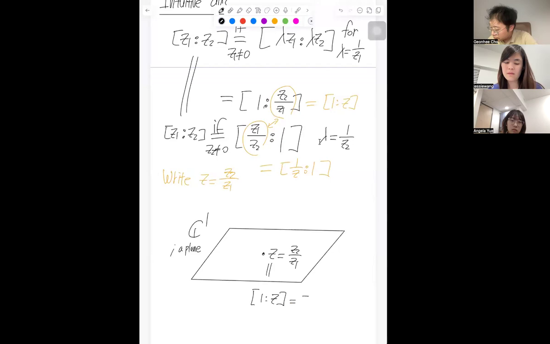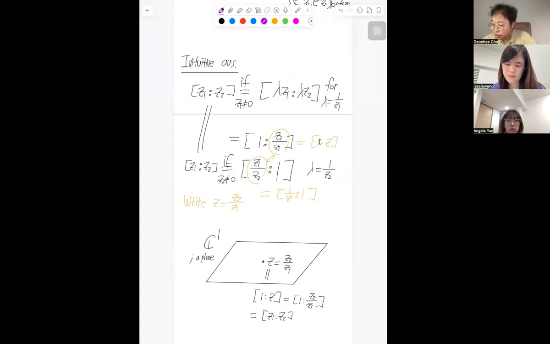Then you agree with this, because Z equals Z2 over Z1, so I just replace it. Is that okay with you up to here? Then this equals this guy. That's what we said up to here.